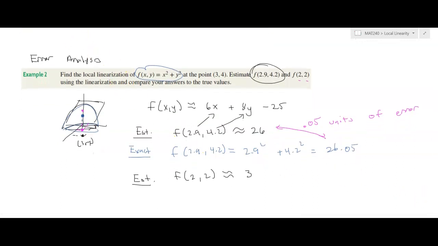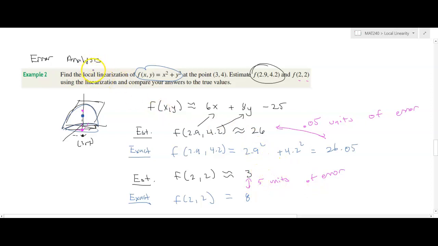Now, if I compute the exact value, the value that's coming from the equation of the paraboloid, f of 2, 2 actually comes out to be exactly 8. And so now we can evidently see that the error is 5 units of error. And that's huge. That's huge.